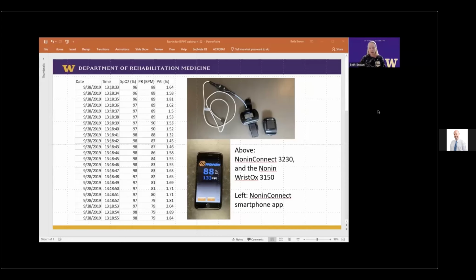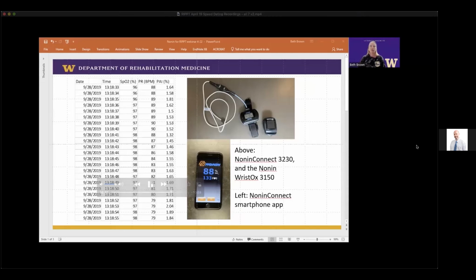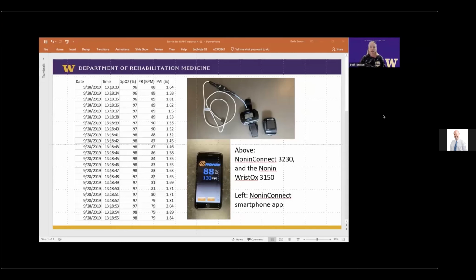Forehead systems, though, are bulkier, more expensive, they're wired. So it's not as feasible for prolonged use during exercise that's not stationary. So what we have been doing for home exercise sessions is to monitor SpO2 with a medical grade fingertip pulse oximeter by Nonin. And this one that we use is called Nonin Connect 3230.